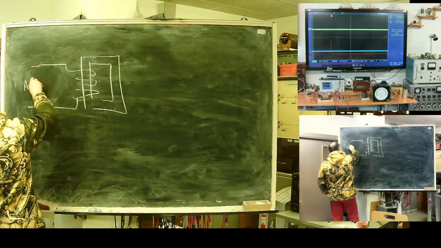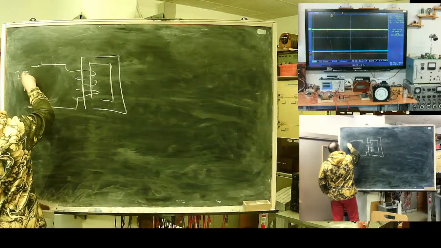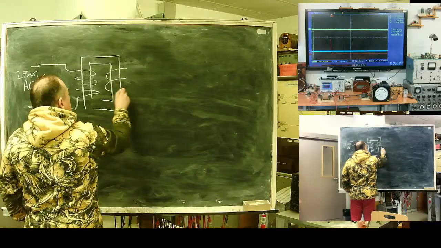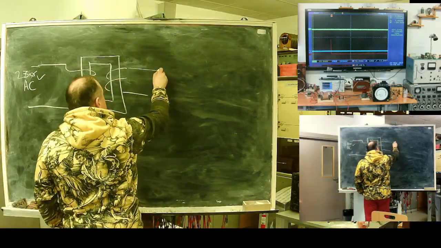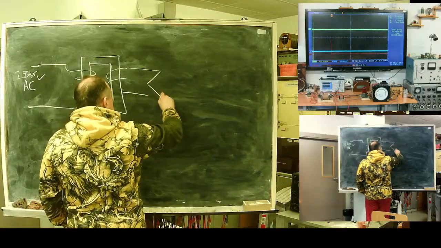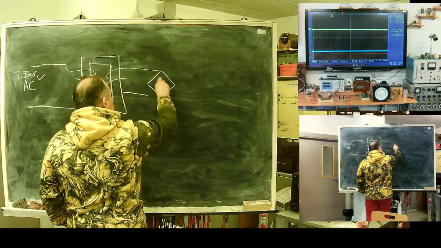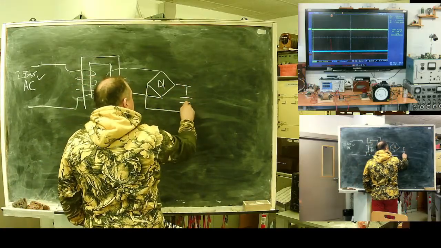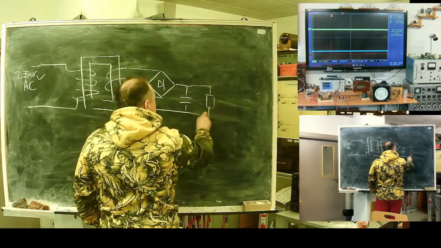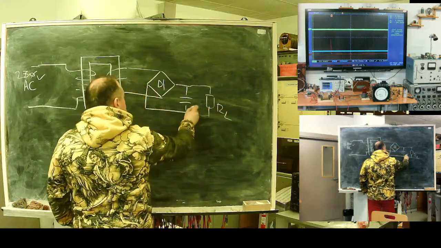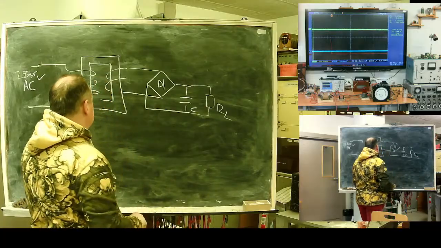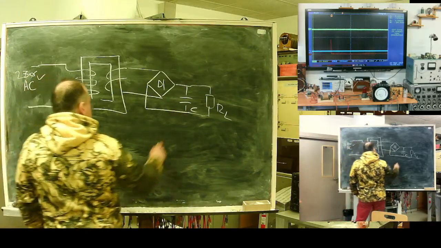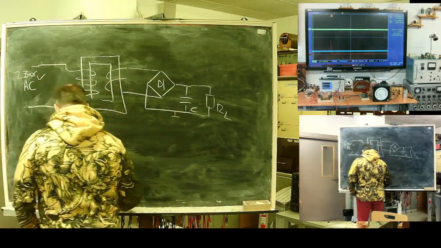A transformer powered from AC, I don't know, 130 volts AC. Secondary winding. Rectifier bridge, capacitor, and some load. It's a classical circuit. Maybe it's ground, but not important.